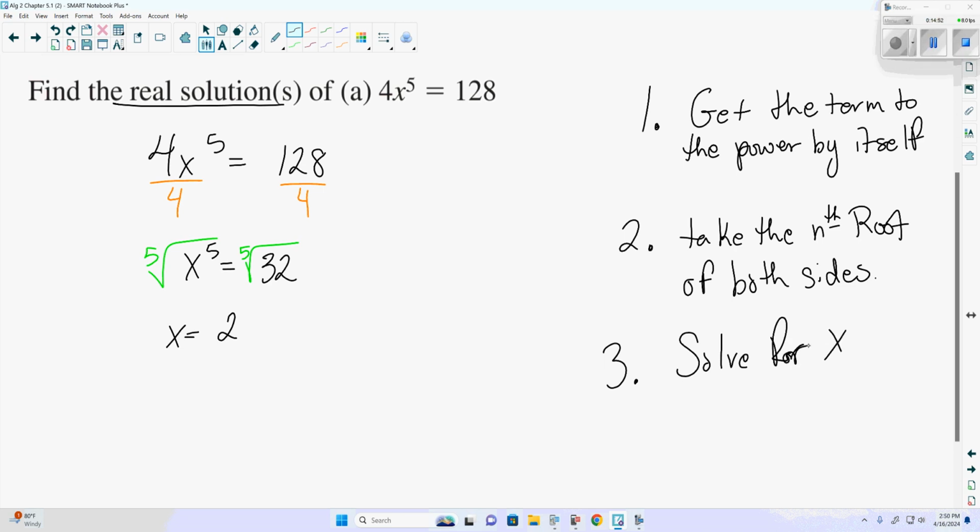Solve for x. Here, x is already by itself. We have solved for it, so we are done. Really, we could say solve for the variable, because it's not always going to be x. It could be any other letter, but really, we're solving for that variable. Are we good with this here? Yes? All right.